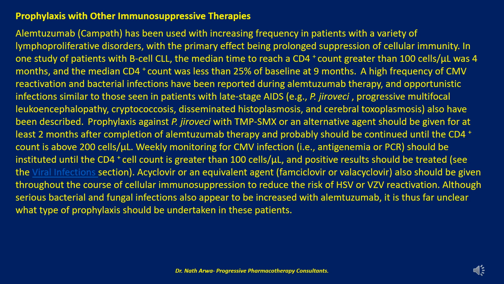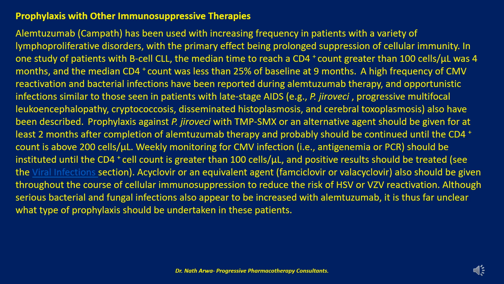We will now focus on prophylaxis with other immunosuppressive therapies. Alemtuzumab, marketed as Campath, has been used with increasing frequency in patients with a variety of lymphoproliferative disorders, with the primary effect being prolonged suppression of cellular immunity. In one study of patients with B-cell CLL, the median time to reach a CD4+ count greater than 100 cells per microliter was 4 months, and the median CD4+ count was less than 25% of baseline at 9 months.